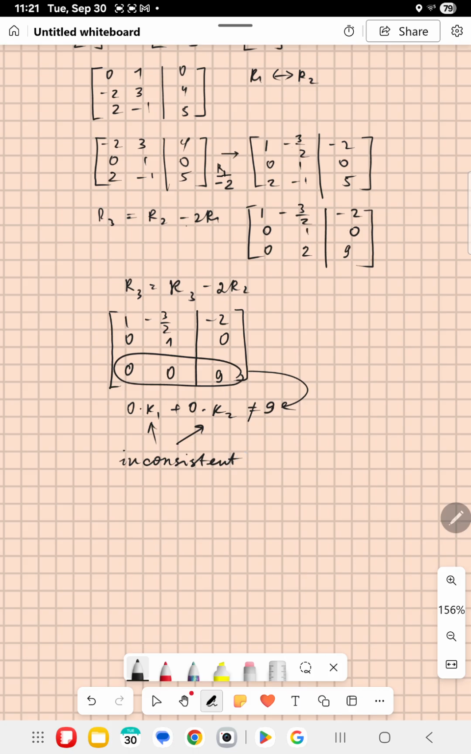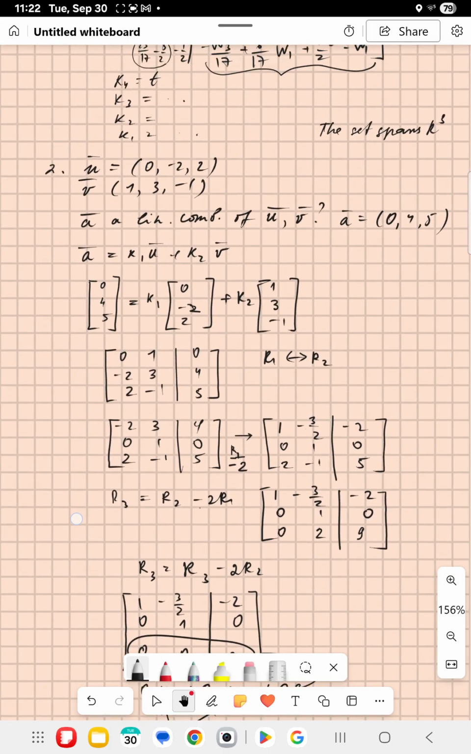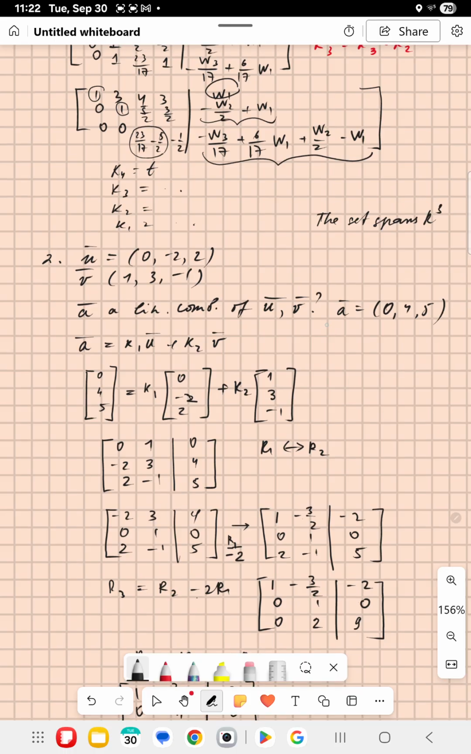Well, usually we have consistent systems, right? But this specific one is inconsistent. We cannot find a solution. So what does it mean, guys? It means that vector A is not a linear combination of these two. The system is inconsistent, you see?